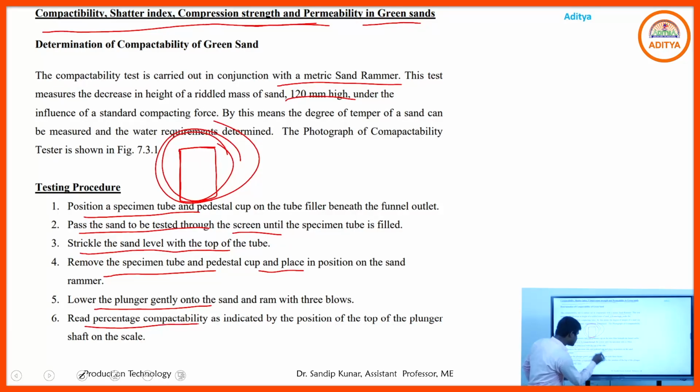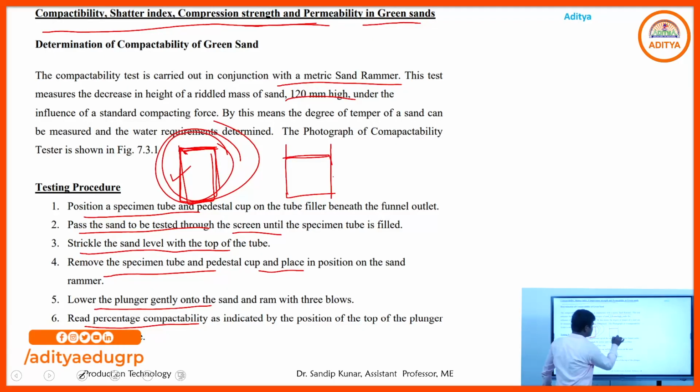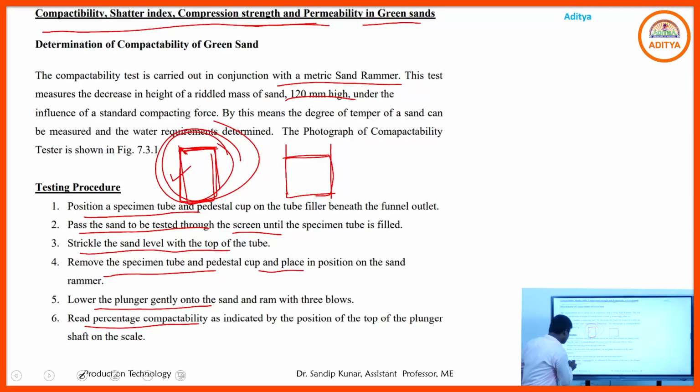Finally, read the percentage compactability as indicated by the position of the top of the plunger shaft on the scale. This means after ramming, the sand will come to some position in that particular tube. Then, using the scale or some measuring instrument, we find out the percentage compactability.